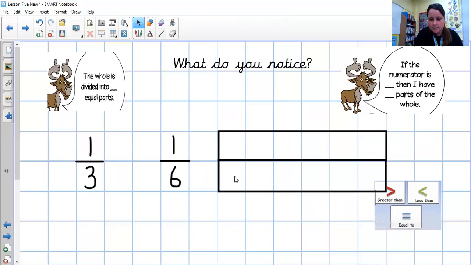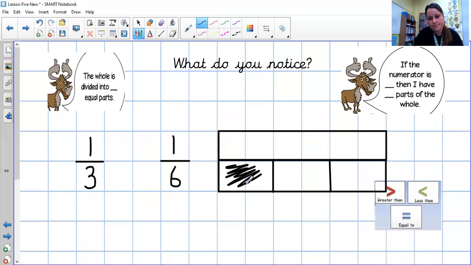So I've got 6 squares. I want to divide my 6 squares into 3 equal parts. So each part is going to be 2 squares. 1, 2, 3. So my denominator is 3. I am interested in one of those equal parts because the numerator is 1. So I have 1 equal part of the whole. Okay, so I've represented 1/3.